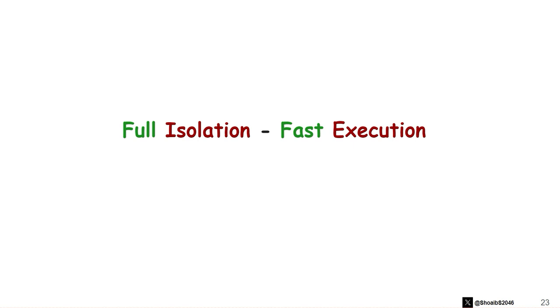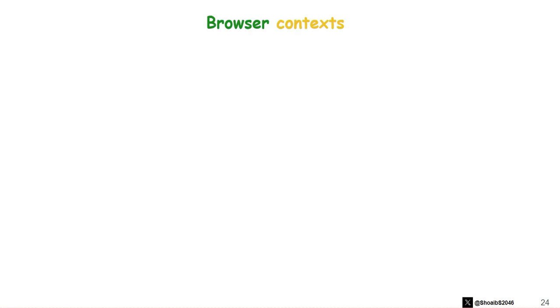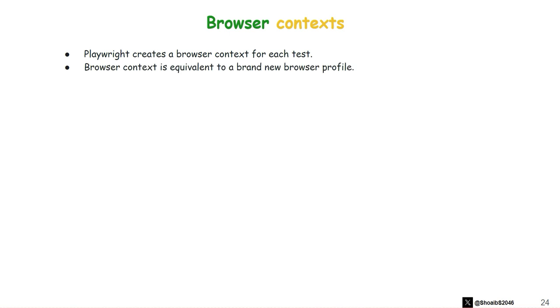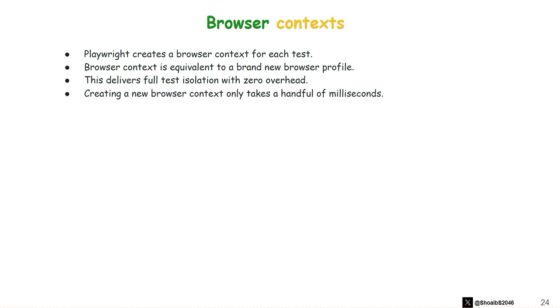Now let's talk about full isolation, fast execution. That is nothing but the browser context. What is a browser context? Playwright creates a browser context for each test. We'll dive deep and understand what exactly a browser context is. A browser context is equivalent to a brand new browser profile. This delivers full test isolation with zero overhead. Creating a new browser context only takes a handful of milliseconds.